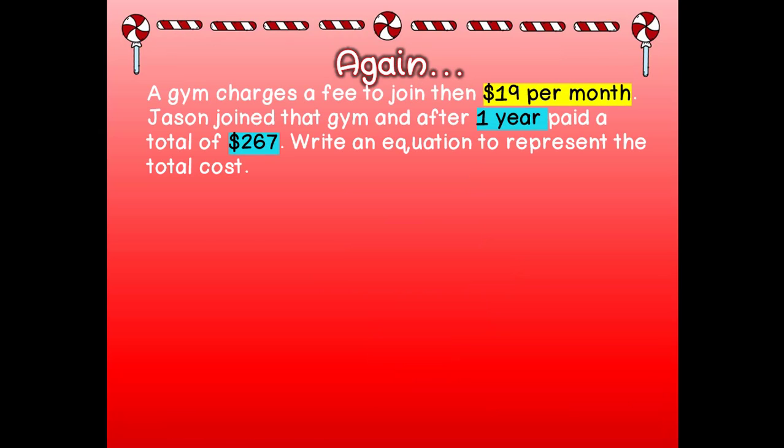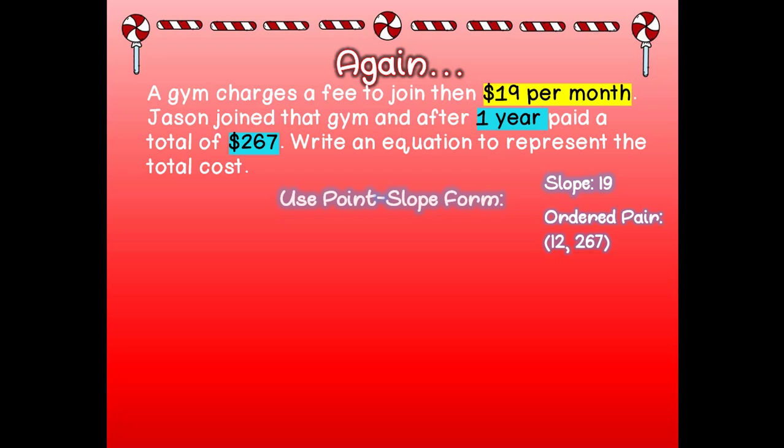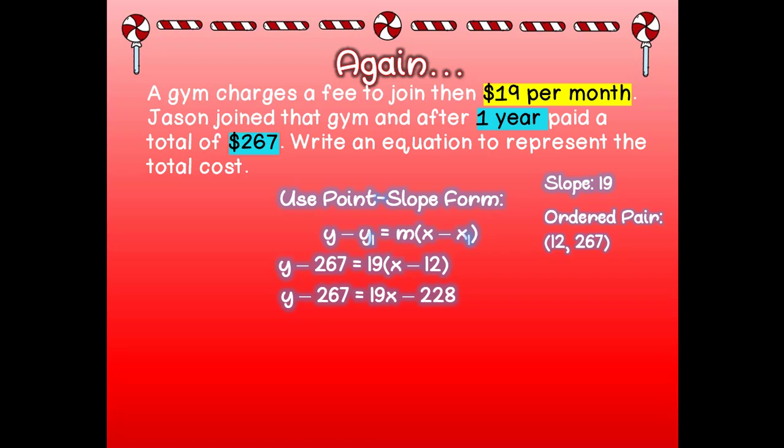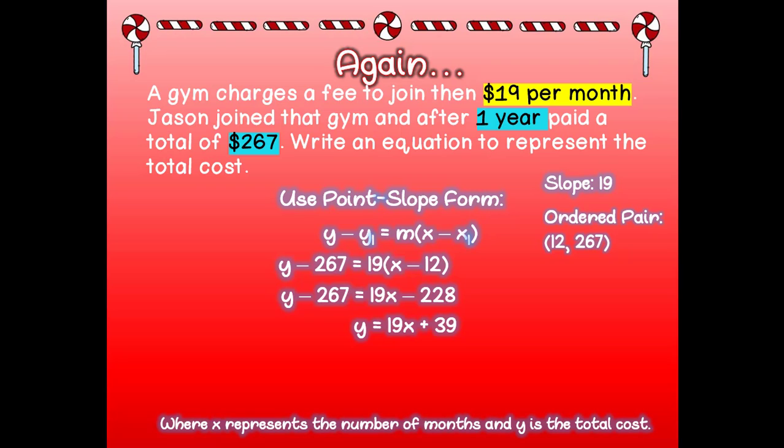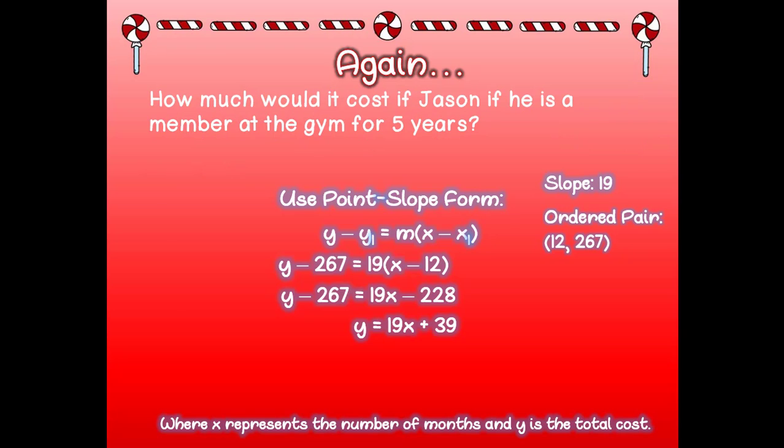Here's another one. This is the gym question we looked at before. We noticed that the slope was 19 because we pay $19 per month, and the ordered pair for 1 year, where we pay $267, was (12, 267). We have a point and slope, so we're going to use point slope form. Again, I plugged those x and y values in from the point and also the 19, which was my slope. And then I solved this. Distribute the 19 and add 267 to both sides. Now, x represents the number of months that you would be using the gym. Y would be the total cost.